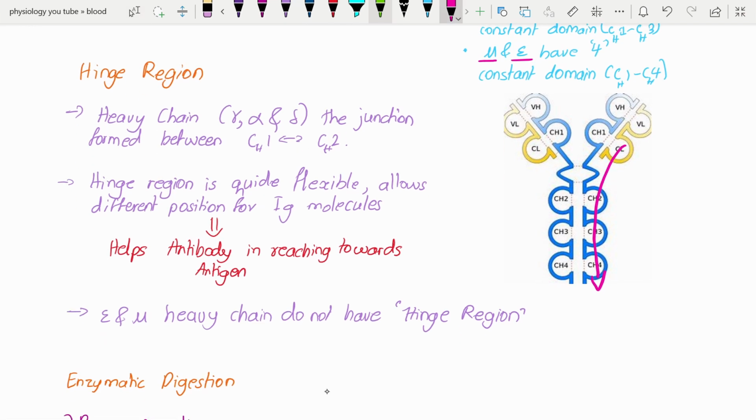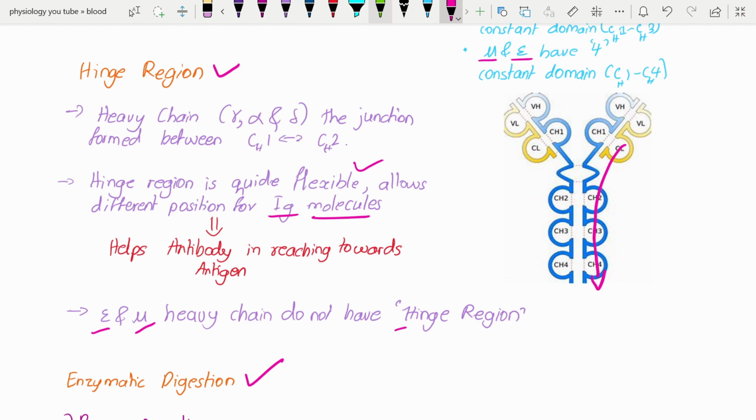Let's talk about the hinge region. Whatever the object may be, hinges allow the object to work properly by giving it rotation, flexibility, twist or anything. In the same way, this hinge region is quite flexible and allows different positions for Ig molecules to bind with the antigens. So these hinges are helpful. But we need to notice that mu and epsilon heavy chains do not have a hinge region. Instead they have one extra domain.